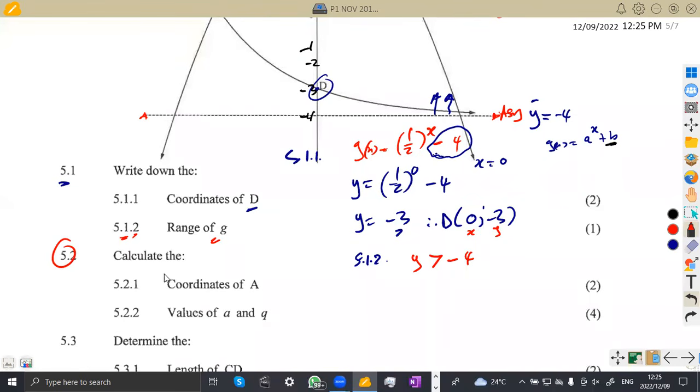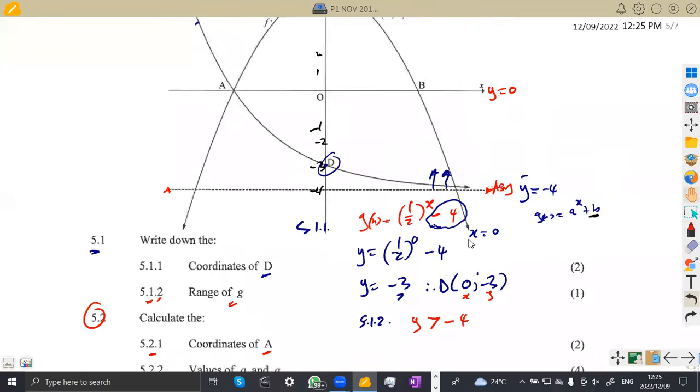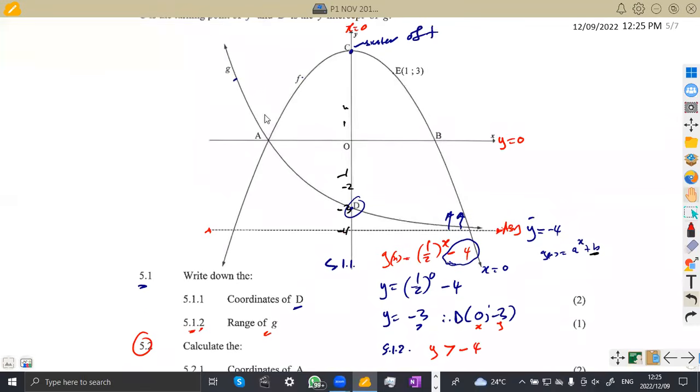All right, on 5.2, calculate the 5.21, the coordinates of A. So you're supposed to calculate the coordinates of A. Where do we have the point A? A lies on G and also lies on F. This is where we have our A.